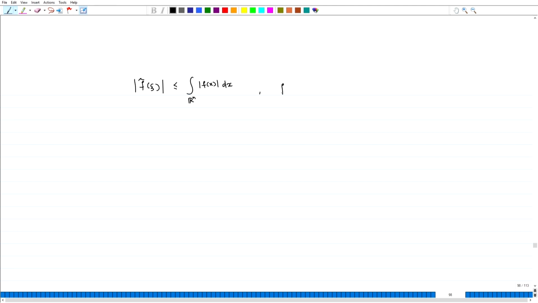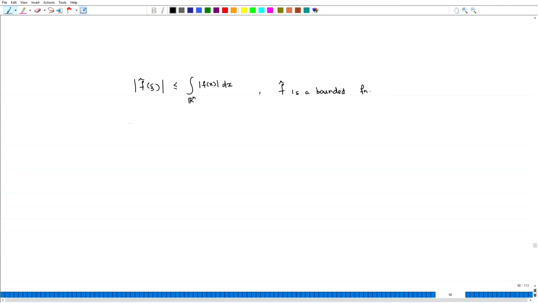So, f hat is bounded. As a matter of fact, in R, what we have seen is that if f is in the Schwarz space, then f hat is also going to be in the Schwarz space.